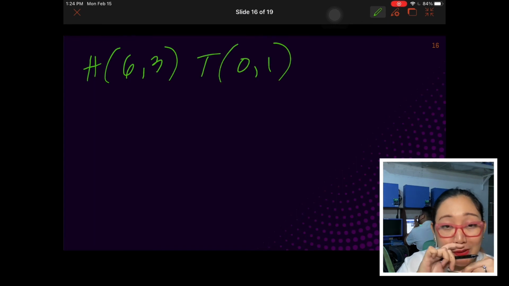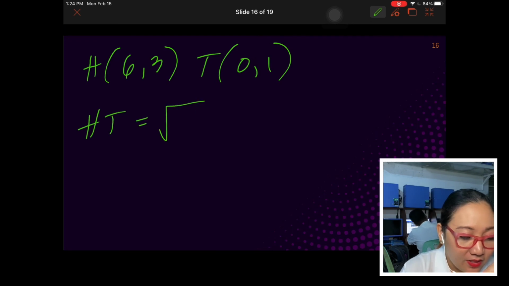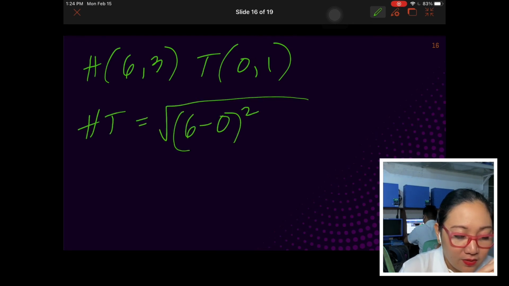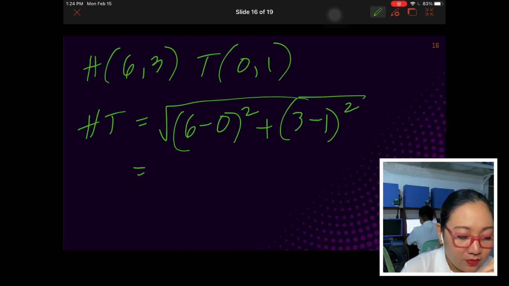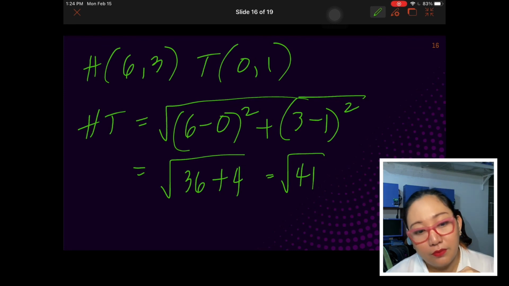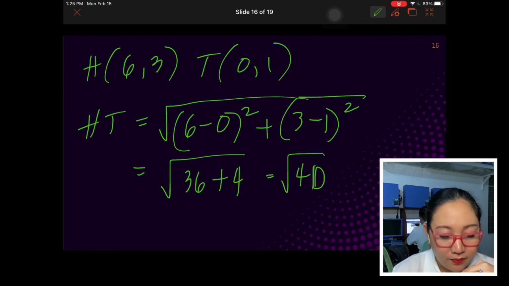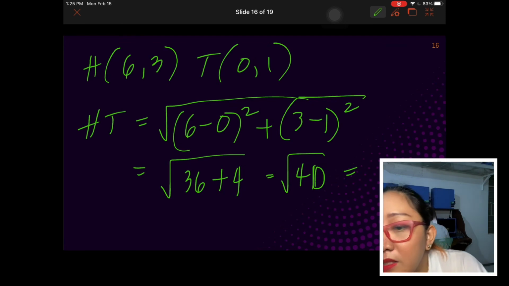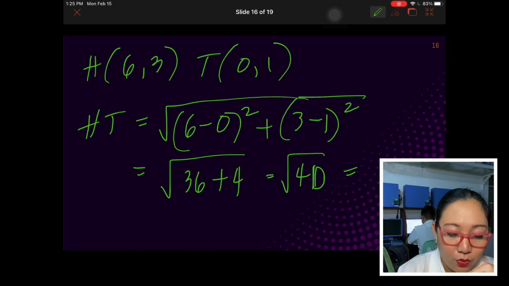Okay? So, ang HT natin, H is 6,3. Tapos, T is 0,1. So, let's find the distance. HT is equal to square root of 6 minus 0 squared plus 3 minus 1 squared. So, this is just gonna be 36 plus 4, which is square root of 40. And that will be approximately 6.32. Sorry, not equal. Approximate value.